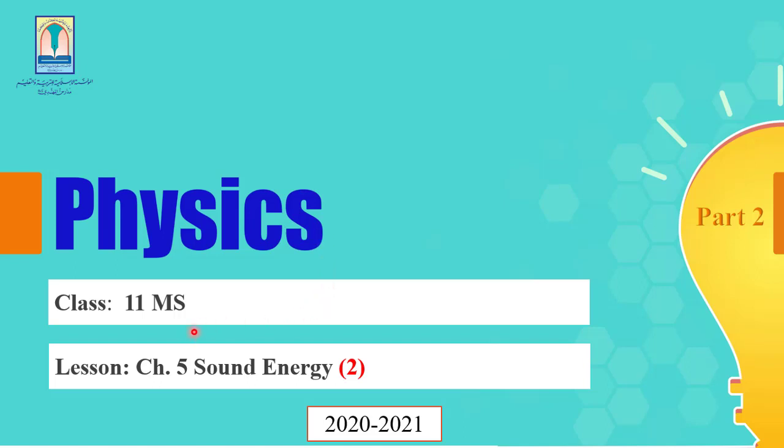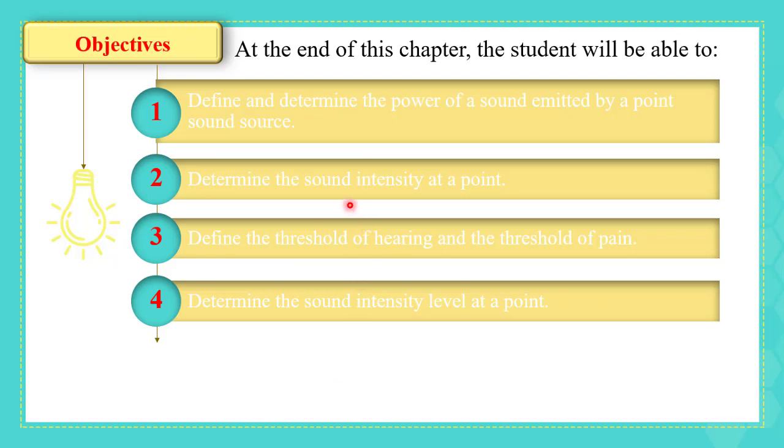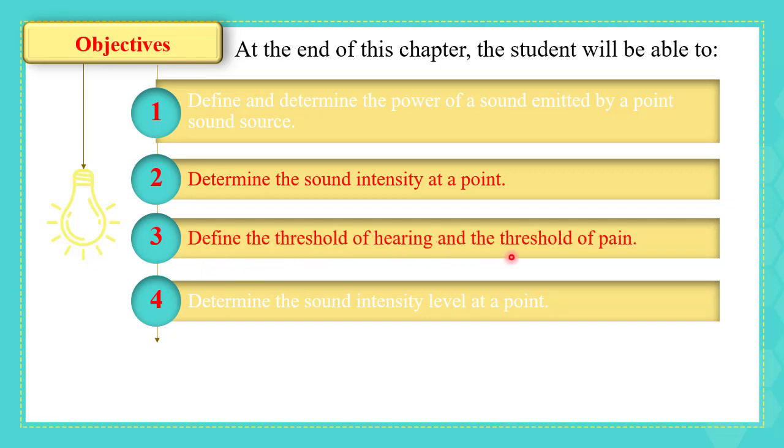We are now in part 2 from chapter 5, sound energy. In this part we should determine the sound intensity at a specific point, and we want to define the threshold of hearing and the threshold of pain.